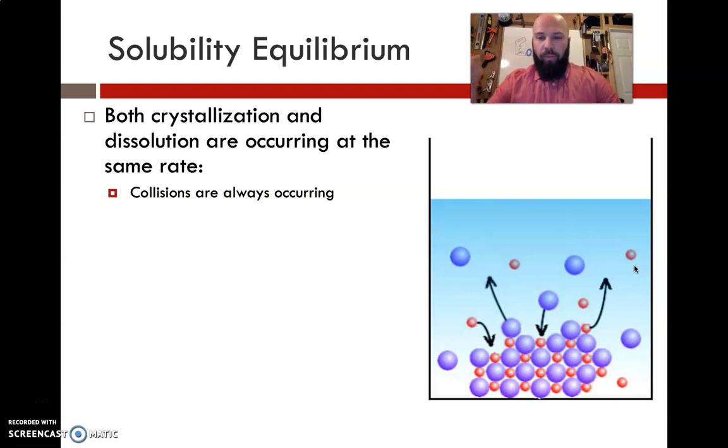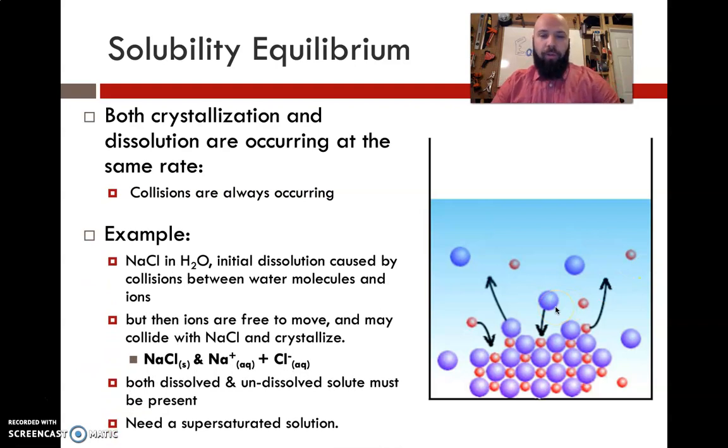Some of the ions in solution are becoming solid, and some of the solid is becoming ionized, going into that solution. Those collisions are always occurring, which is causing this to occur. It says you need a supersaturated solution, because if you just had a solid that wasn't enough to saturate the solution, then it would just dissolve, and there wouldn't be a solid in the solution for the ions to join onto to solidify. So you need a supersaturated solution to reach some level of solubility equilibrium.